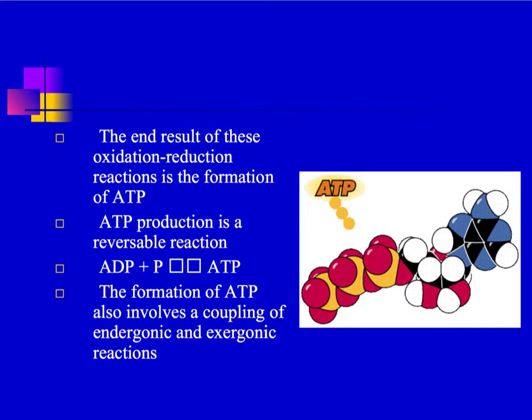And then the end result of these redox reactions is the formation of ATP. ATP production is reversible, so it should look like that. ADP plus phosphate goes back and forth with ATP.